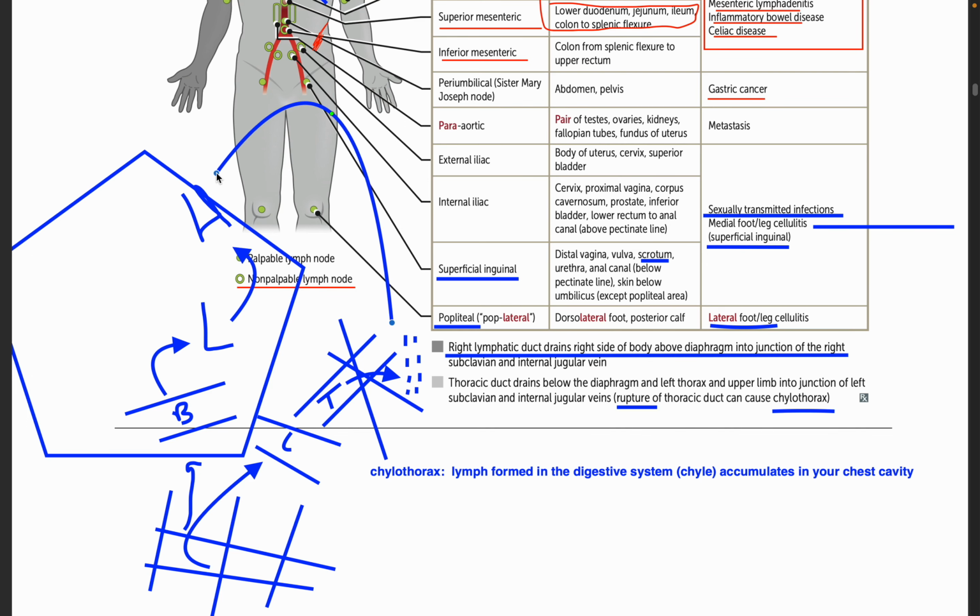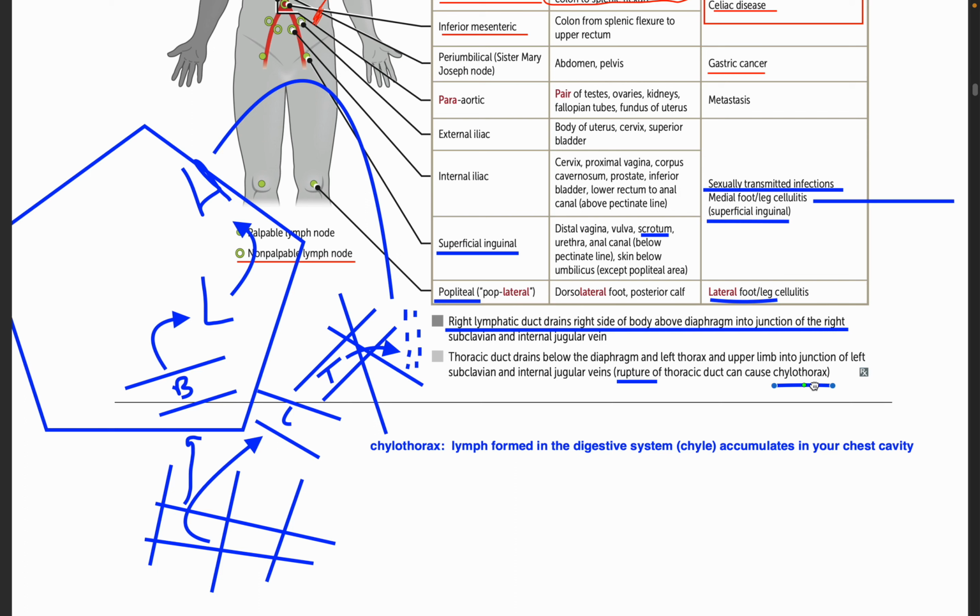Now you get my point. Suppose I get a break in this thoracic duct, all the fluid will get out into the thoracic region, and this fluid will compress your heart, your lungs, your mediastinal region, any region in your thorax, because normally your thorax doesn't contain fluid. And that abnormality is called chylothorax.